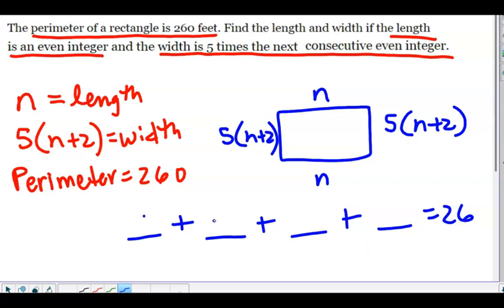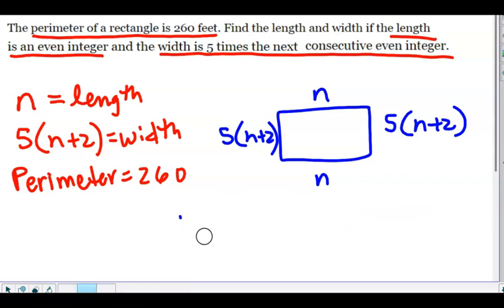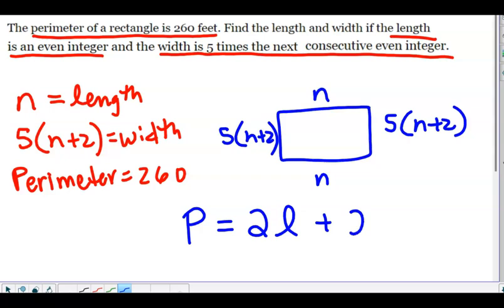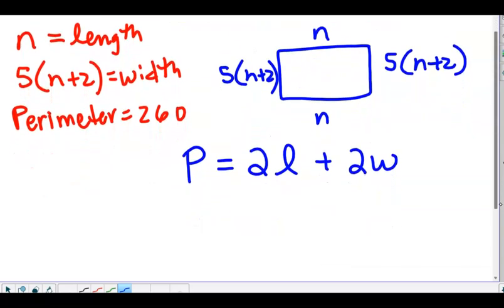Put n plus 5 parentheses n plus 2 plus n plus 5 parentheses n plus 2. We could add them all up and say they're equal to 260, or we can use the perimeter formula. And the perimeter formula is when you write P equals 2 times the length plus 2 times the width. So it's really up to you how you want to set up your problem.